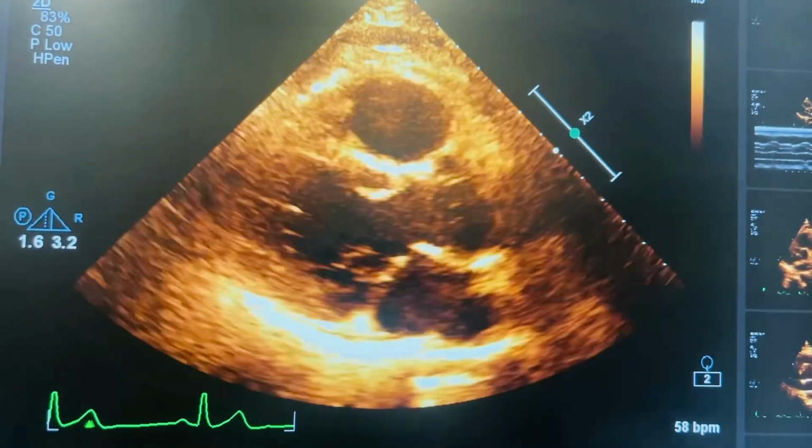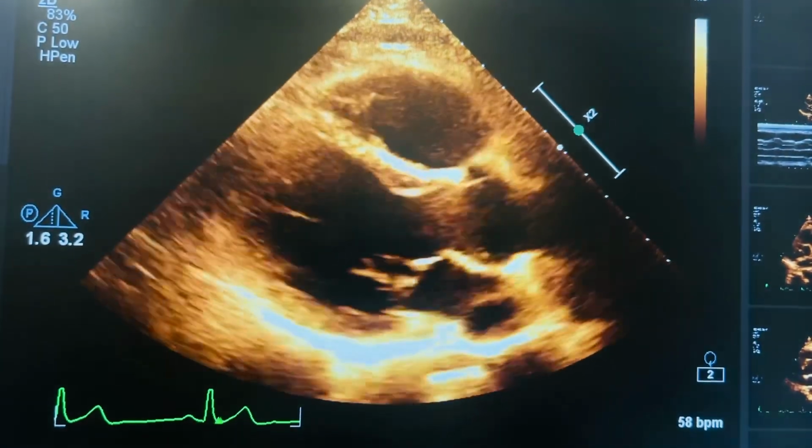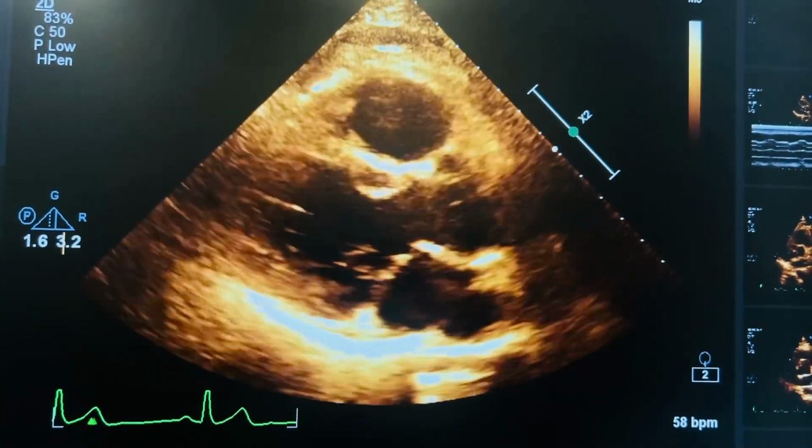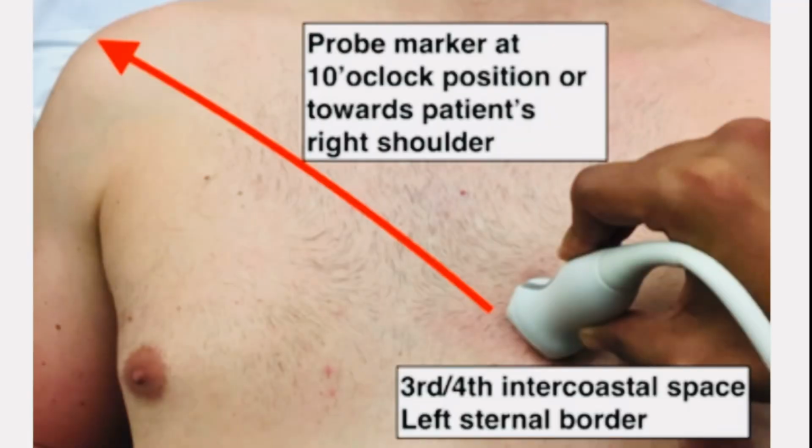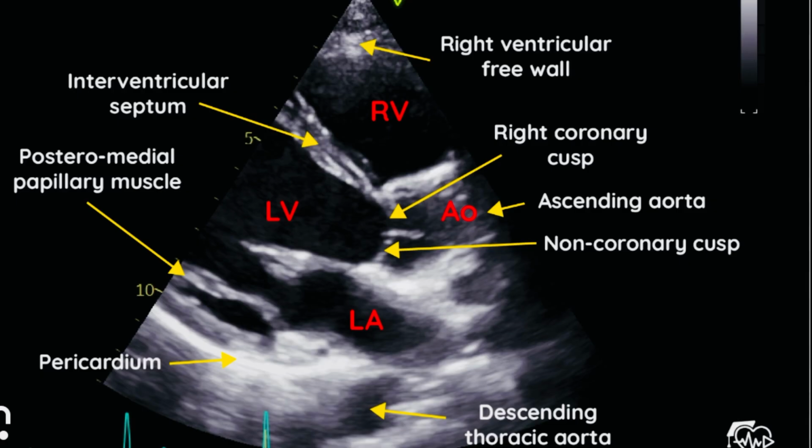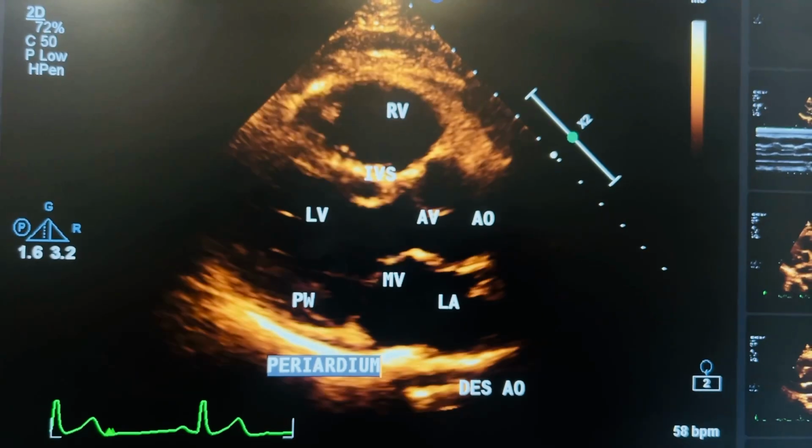Let's move on. Basic views of echo. First, we start with the parasternal long axis view. It is usually the first view used at the beginning of the examination. Probe marker at 10 o'clock position. The orientation marker for this view should be facing the patient's right shoulder. You see a nice image of the parasternal long axis view. This is the section of the heart that is seen in the view.